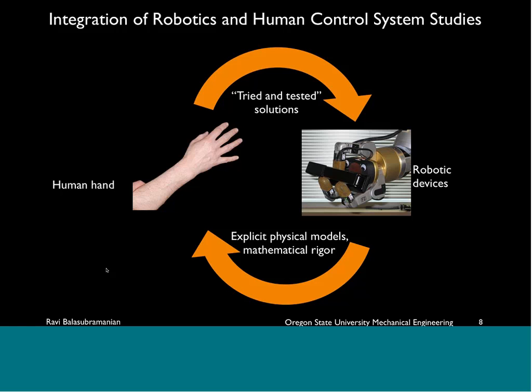Usually, most of the research goes in the direction of the upper arrow, where we draw inspiration from biological systems to improve robotic devices. But in this talk, I will show you an example where we have been inspired by engineering mechanism used in robotic hands to improve human hand function.